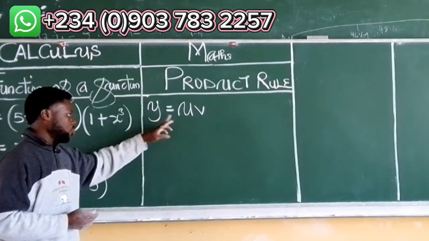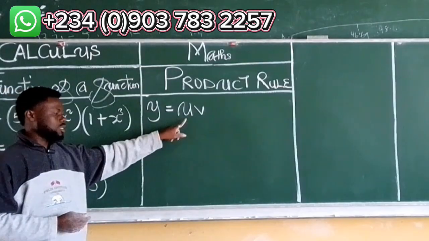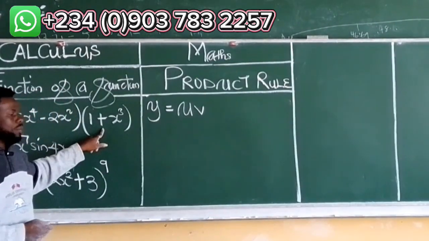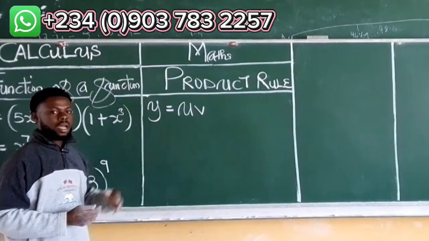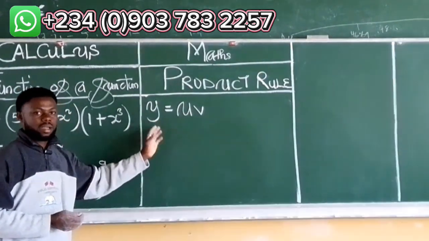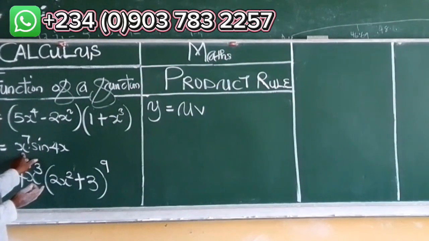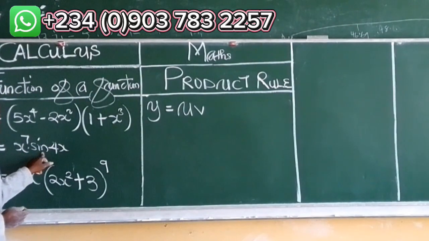And if y is equal to u times v, that means that this first bracket represents u and the second bracket represents v. Now if you are considering the second example on the board, where y is equal to x raised to the power of 7 sine 4x, that means the product is x raised to the power of 7 times sine 4x. And if we are to represent this in this form, where y is equal to u and v, that is to say x raised to the power of 7 becomes u and sine 4x becomes v.